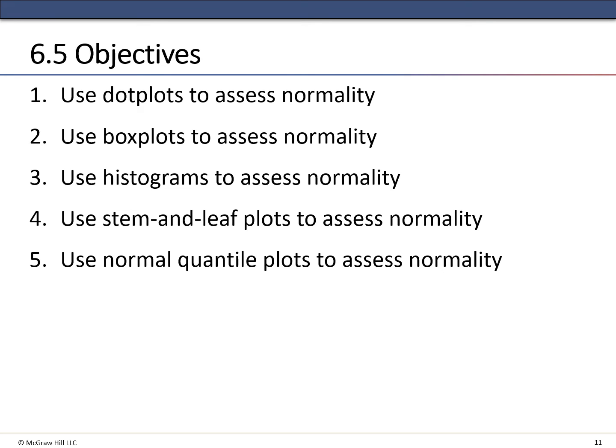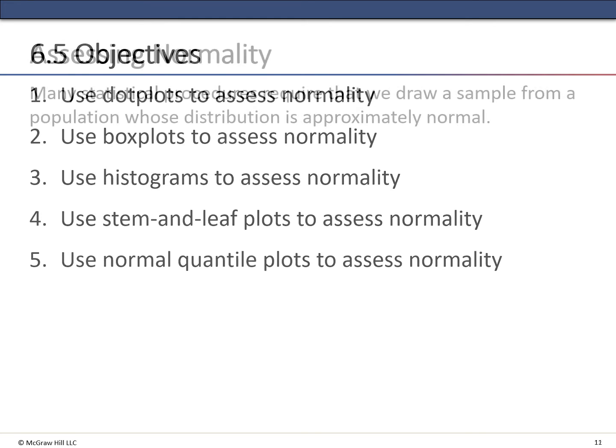So here what we're going to do is use graphs in 6.5 to assess normality, and you can see that we're using pretty much every graph that we've looked at before: dot plots, box plots, histograms, stem and leaf, and then I don't think we've done quantile plots yet, and so we'll see that today.